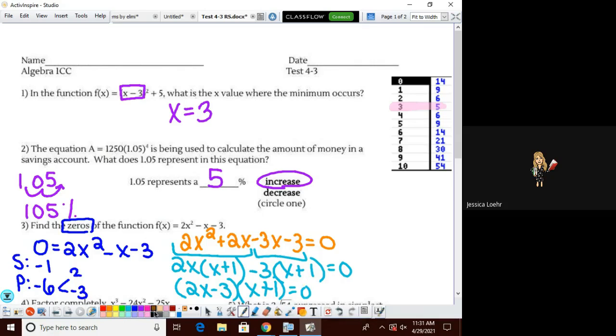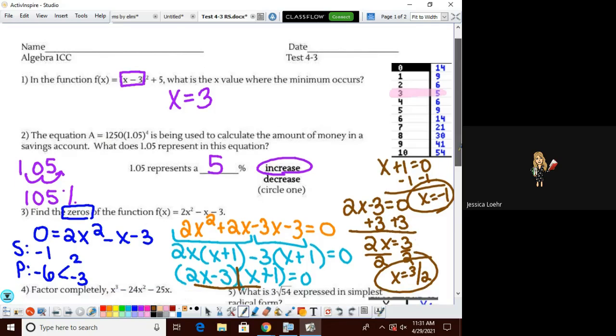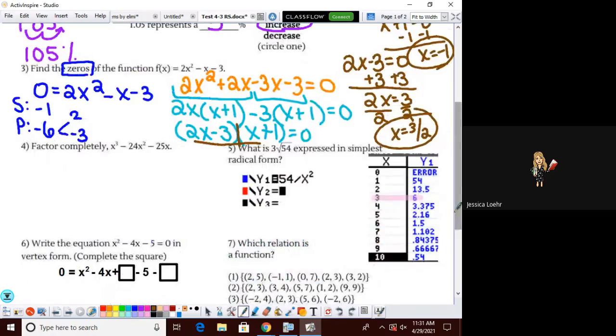I now have to set each of those individual bubbles equal to 0. So 2x minus 3 equals 0. Solve for x. X is 3 over 2, or 1.5. And then x plus 1 equals 0. X is -1. So that's how you're going about number 3.